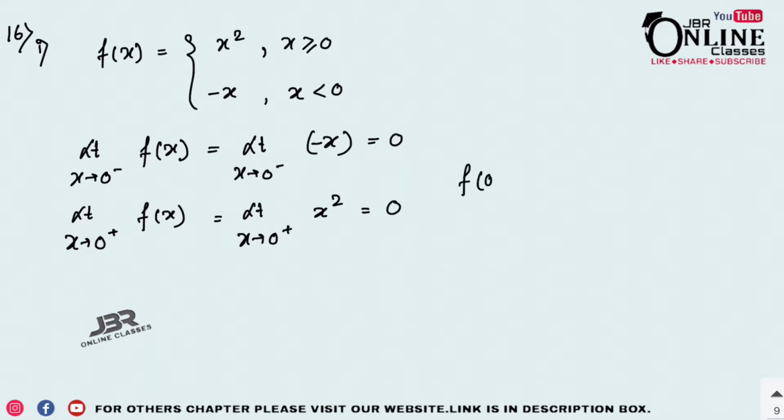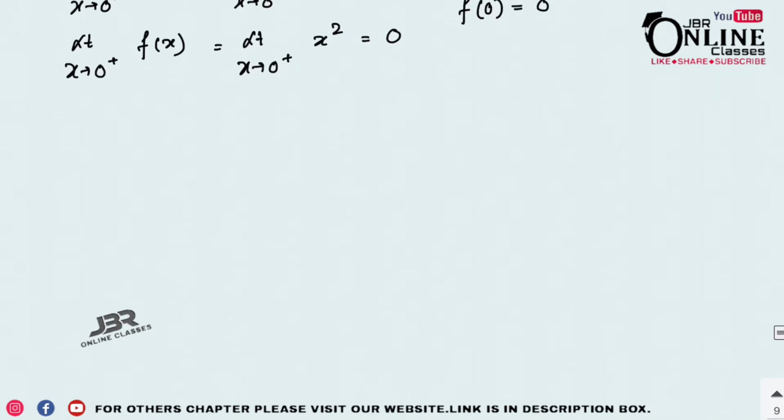And next one f(0). So f(0) means x square, so x square means 0 square. So that one equal to also 0. So this one also continuous at x equal to 0. Okay. Now next one, number 16 2.